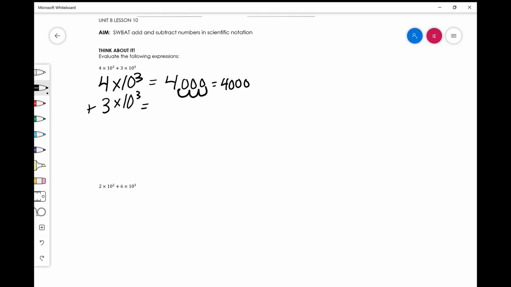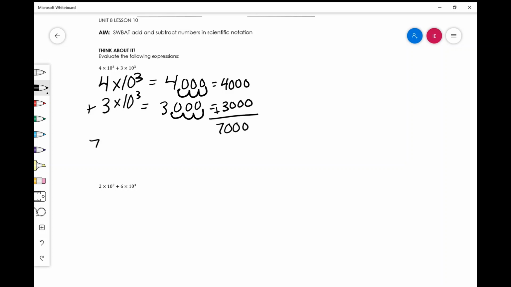When I have 3 times 10 to the third power, I have 3, and again, I'm going to move my decimal place over 3 spots, and I'm left with 3,000. Obviously, we can add those very quickly, and we're left with 7,000.